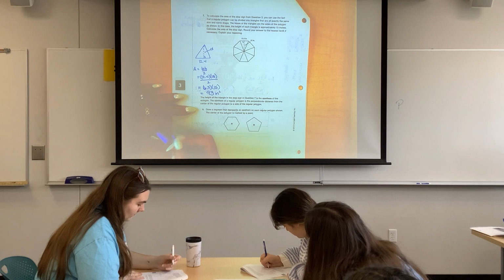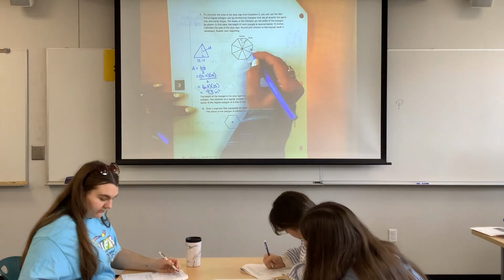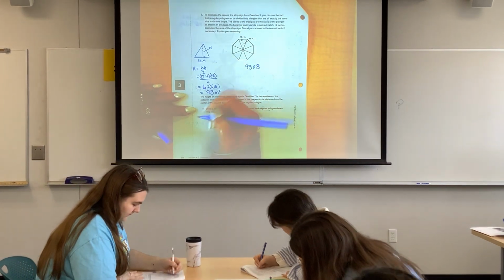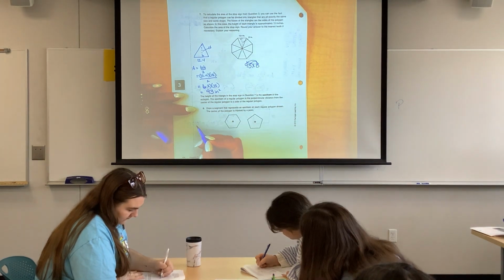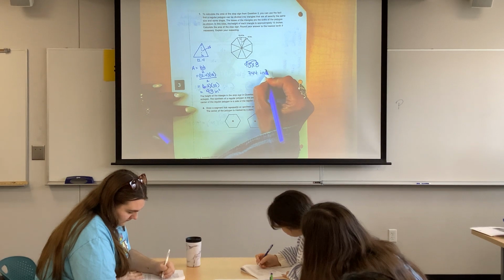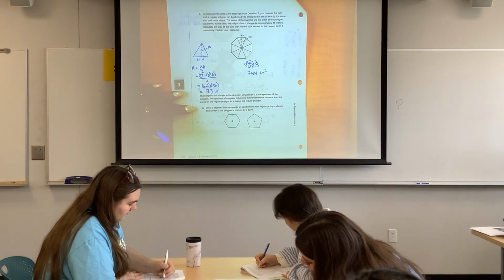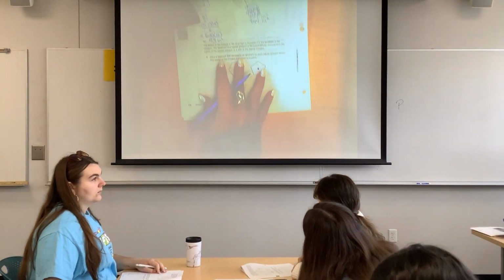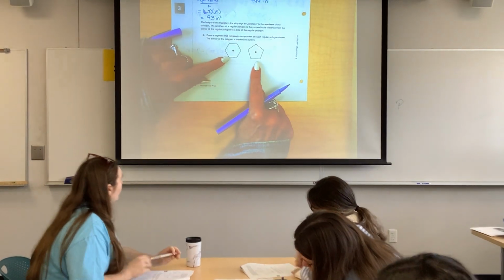So the question is, how many of those triangles do you have? 8. So 93 times 8, because you have 8 triangles, right? So 720 and 24 is what? 744? Does that make sense? Uh-oh. Okay.